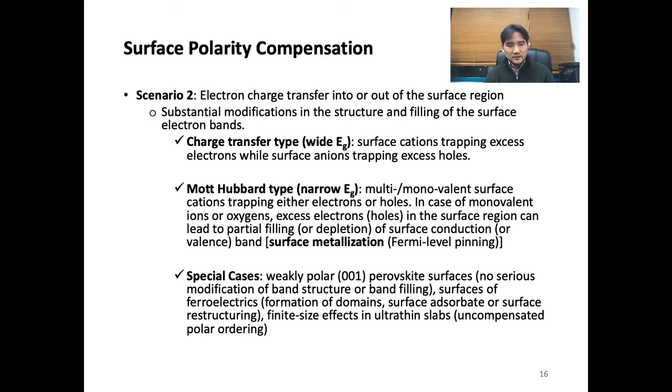Surfaces of ferroelectrics, where we can form domains, stripe domains, or a-c domains, vortex, closure domains, or surface adsorbates or surface restructuring, as I showed you two slides before, or finite size effects in ultra-thin films, in which case uncompensated slab can be stable. So we can have uncompensated polar ordering.